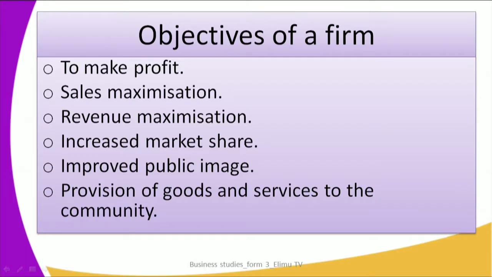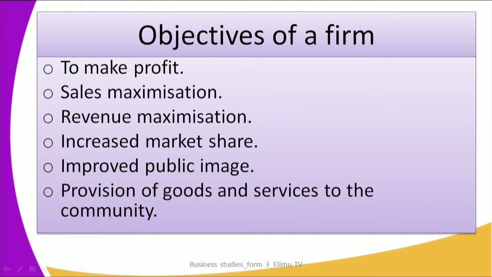The other main objective of a farm is sales maximization, whereby the farm aims at making the maximum sales or selling as much as possible. The other one is revenue maximization, using all avenues possible to get some revenue or some incomes. The other objective of a farm is increased market share, and you find that farms look forward to serving as wide a market as possible.